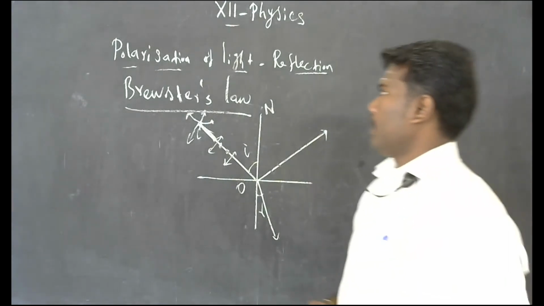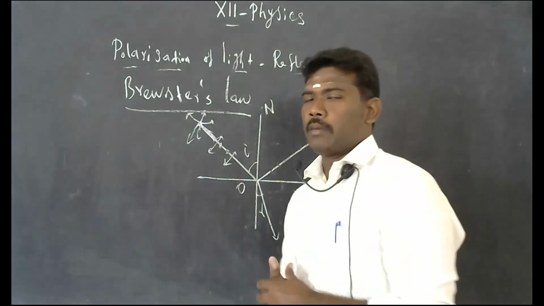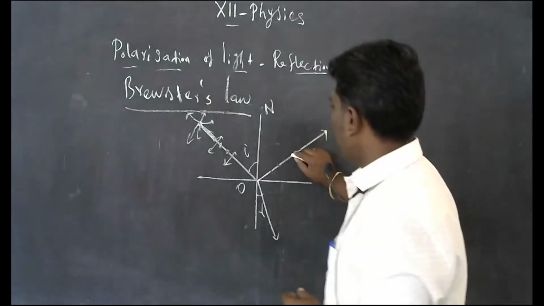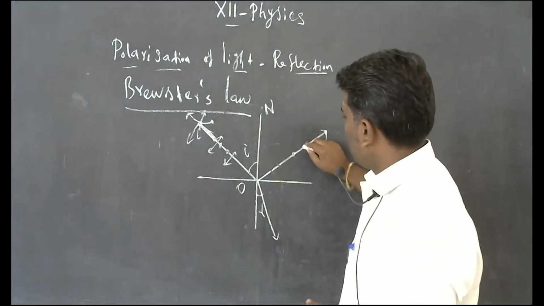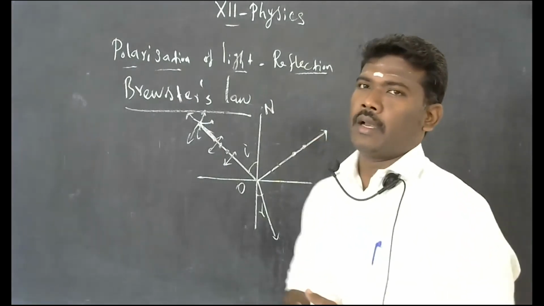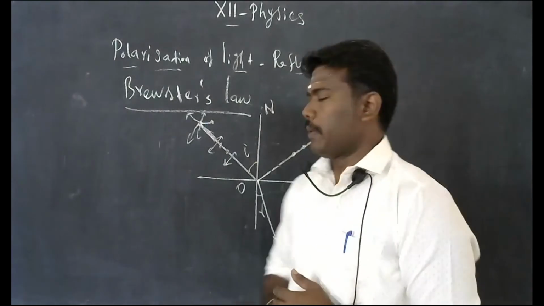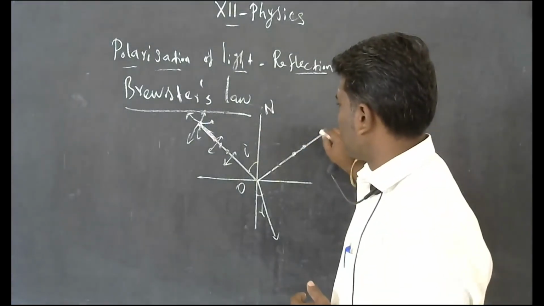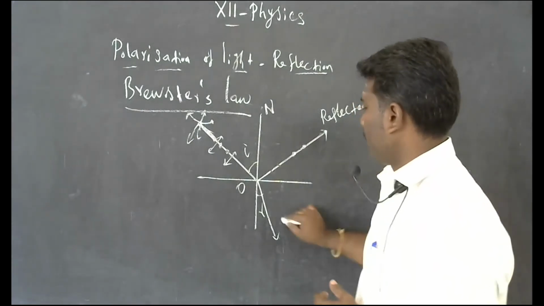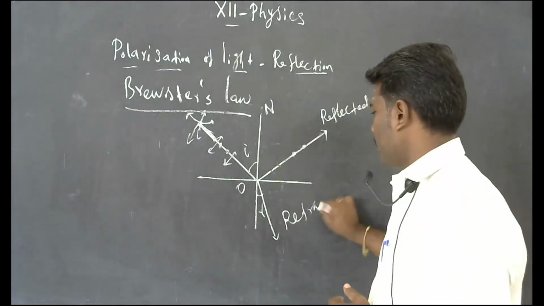Now, according to the concept of the production of polarized light by the reflection method, that reflected ray is completely polarized because the vibrations are parallel to the reflecting surface. So this one is completely polarized: the reflected ray. This is the refracted ray.